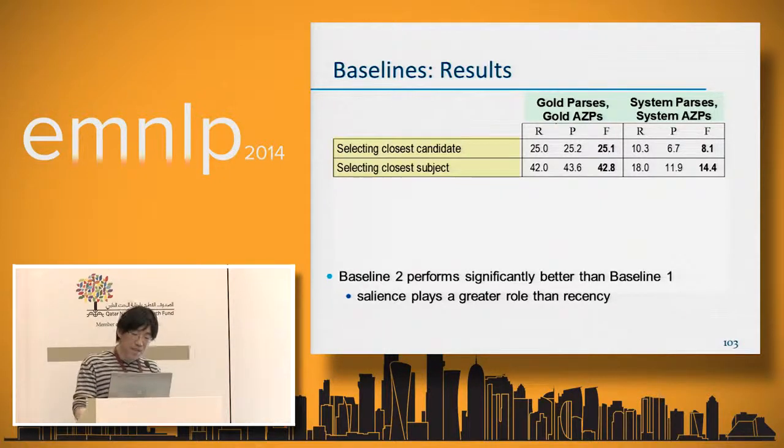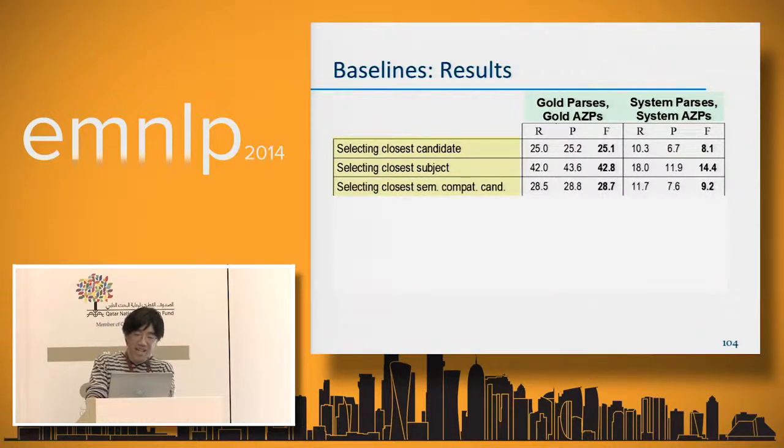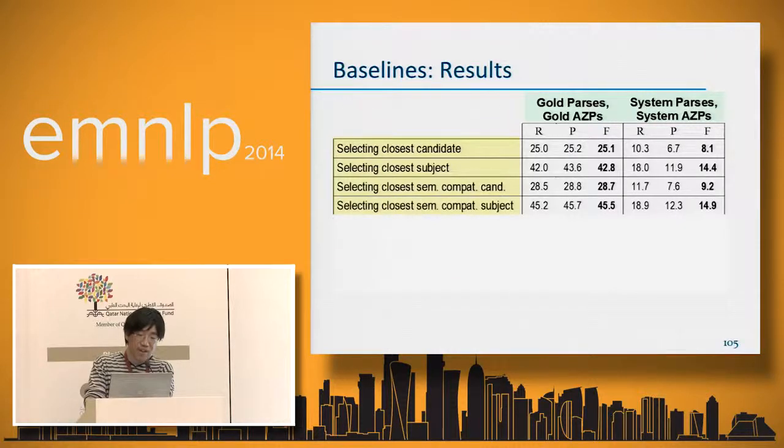And you can see that baseline 2 performs significantly better than baseline 1, suggesting that salience actually plays a greater role than recency in Chinese anaphoric zero pronoun resolution. Now let's take a look at the results of our third baseline, which always selects the closest semantically compatible candidate as the antecedent. And the fourth heuristic baseline, which always selects the closest semantically compatible subject as the antecedent.